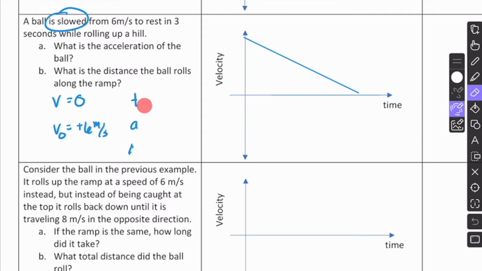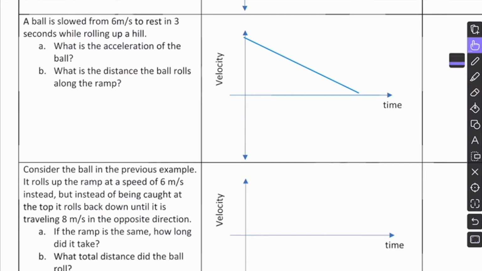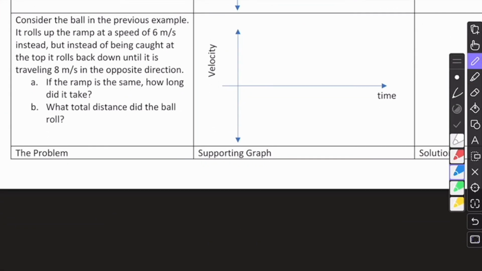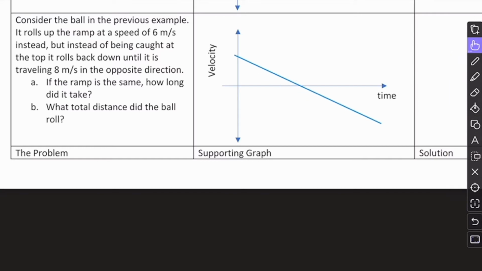I think I can still draw a graph here. But the object starts with a positive velocity because it says it's rolled up the ramp at 6 meters per second, and it's rolling back down at 8 meters per second. So, I don't know, did you draw a graph like that? That work for you guys? So it starts here at 6, and down here, -8.